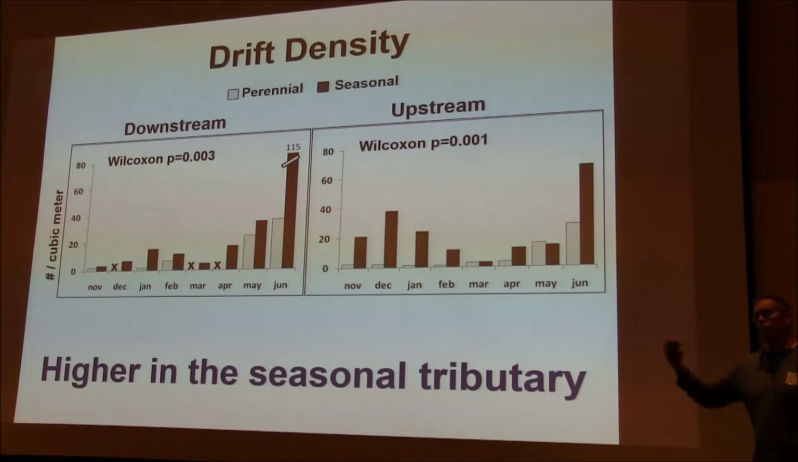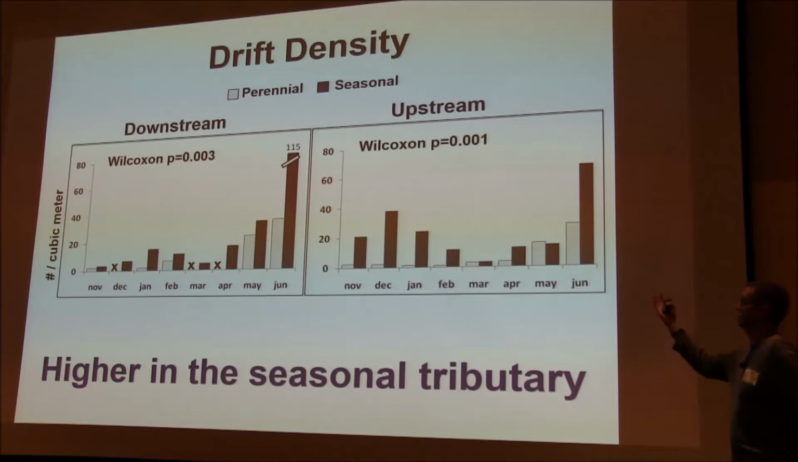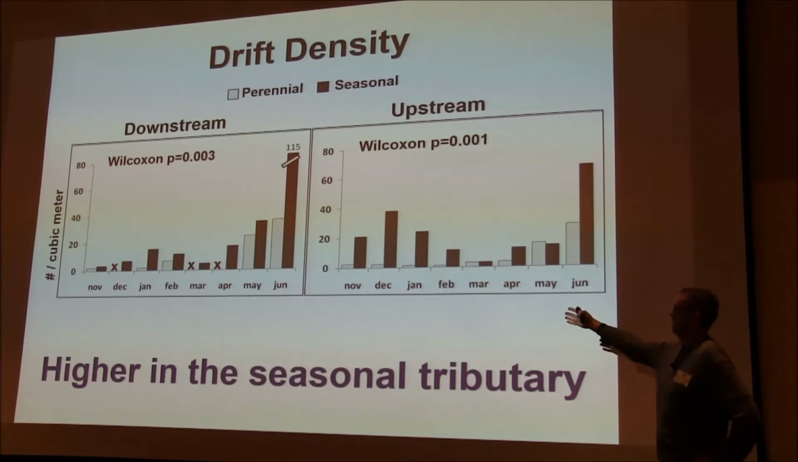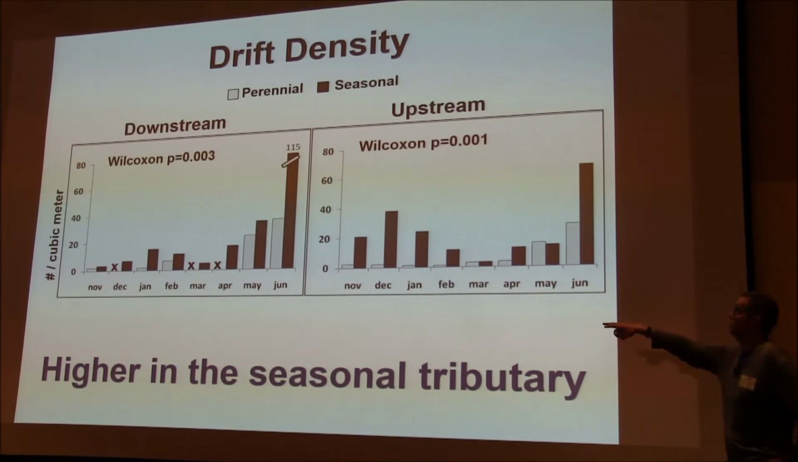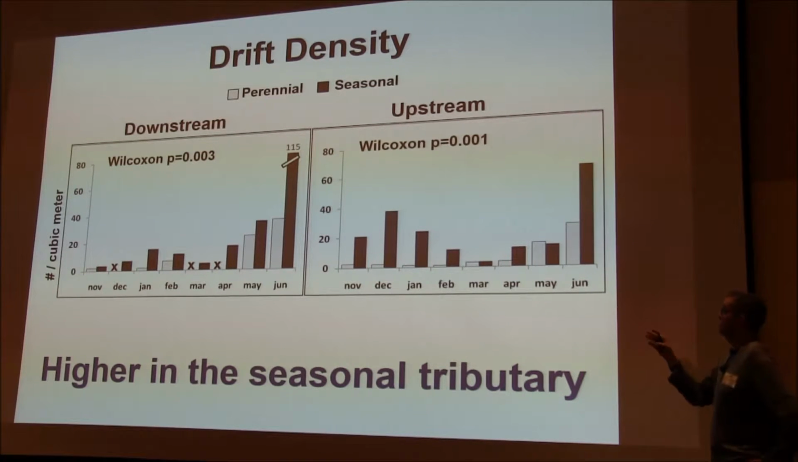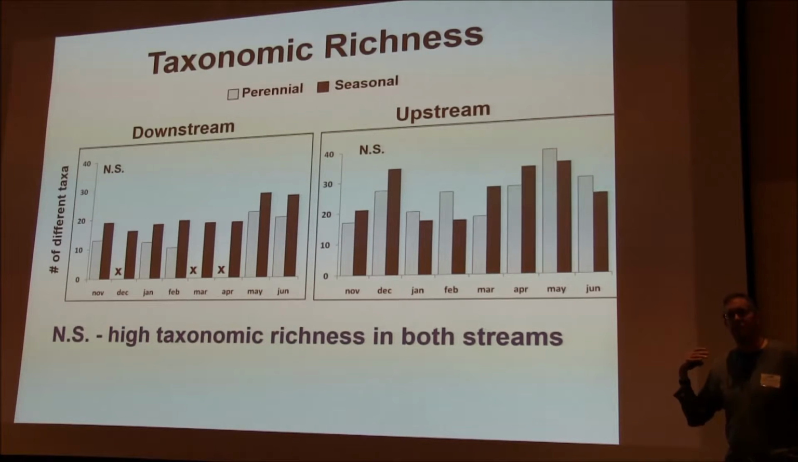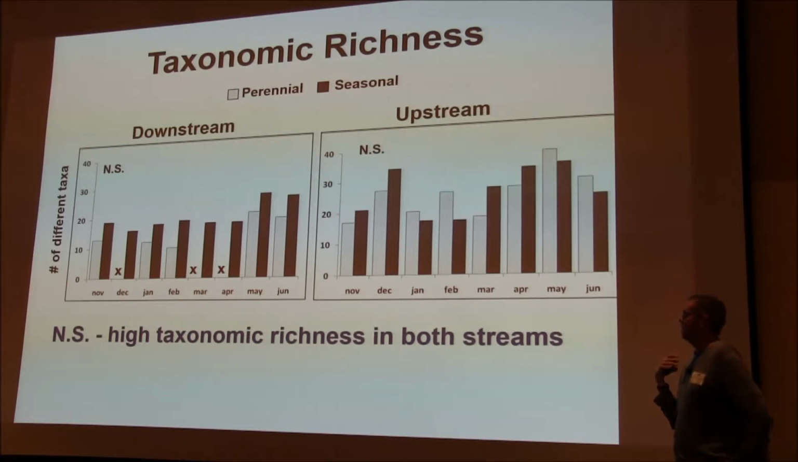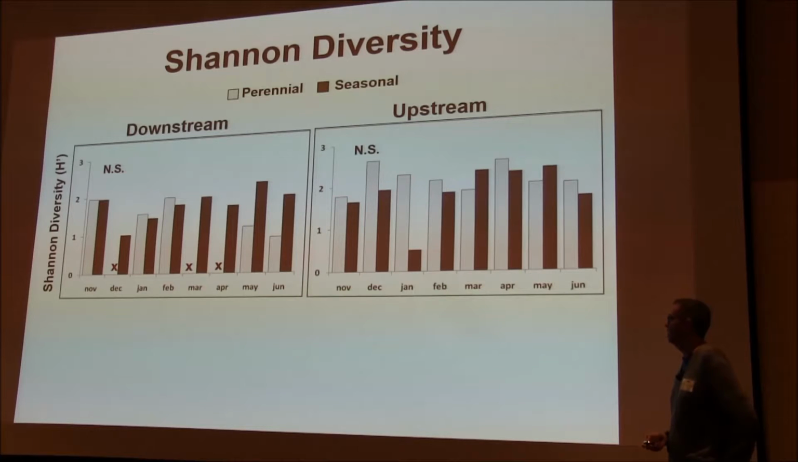And so with some gross measures of macroinvertebrate diversity, things like just drift density, we had a significant effect. The seasonal tributaries were always higher than the perennial stream in terms of just drifting aquatic macroinvertebrates, both in the downstream and the upstream location. But when we look at things like taxonomic richness, we couldn't see much of a pattern. And when we looked at Shannon diversity, again, it's all over the map, so no significant result there.